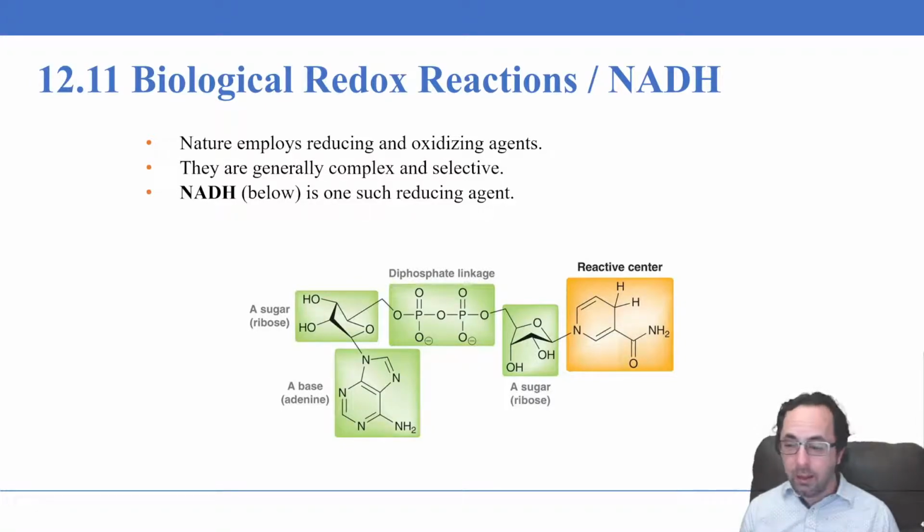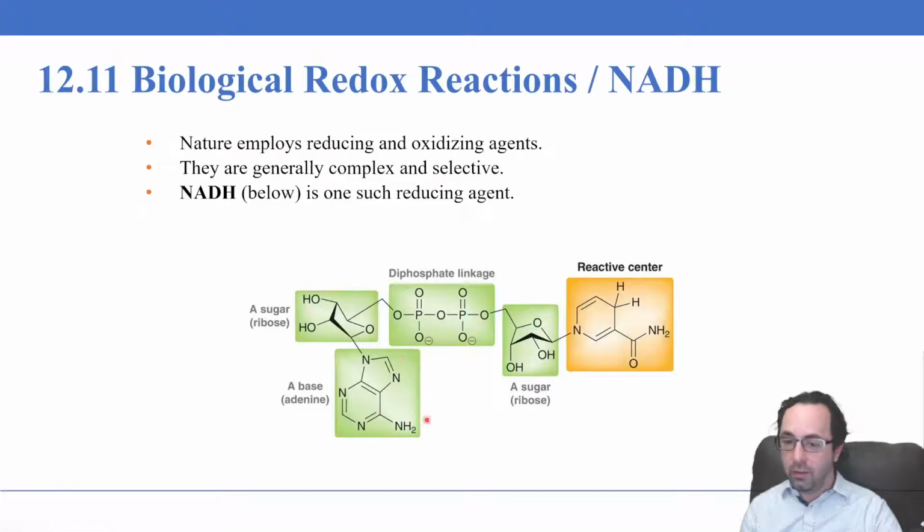An example is in the citric acid cycle. Part of the citric acid cycle and many other biological reactions is the presence of this reducing agent called NADH. And NADH, the hydrogen here is the one that can be removed. There's another one also that can be removed. Here is the NADH, right here. So it's a huge, giant molecule.